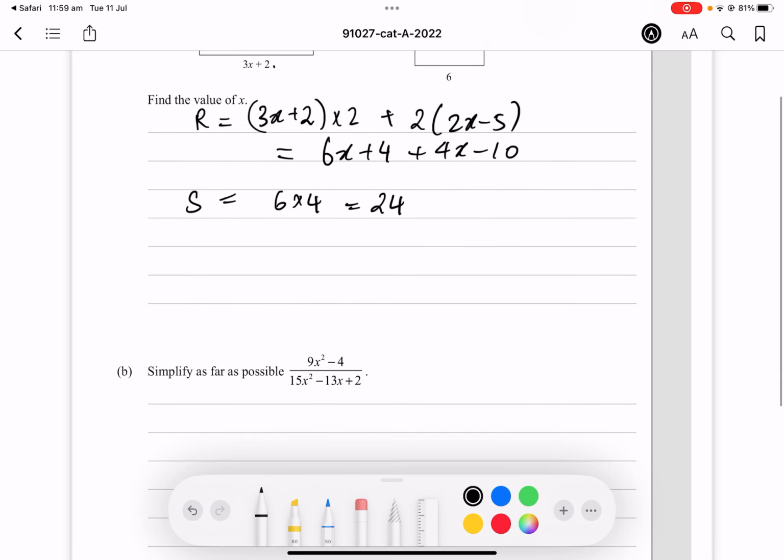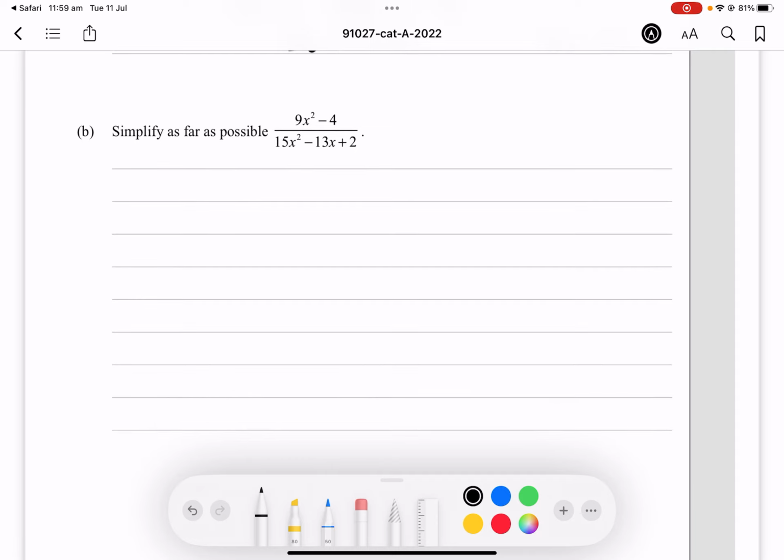And we know that the rectangle is equal to the square. So 24 is equal to 10x - 6. So 30 equals 10 times x. And therefore, we know that x is equal to 3. And this is an achieved level question there.